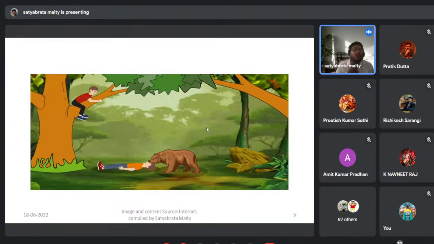Now there is a story, and I think you all know about this story, right? Can anyone please volunteer to tell me about this story? From this image, what story is coming to your mind?